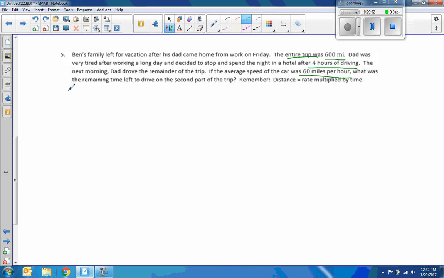Remember, distance equals rate multiplied by time. So there's my equation, d equals rt. Okay. What are we trying to find out? What was the remaining, so I'm going to underline that in a different color. What was the remaining time left to drive the second part of the trip? And that's going to be our variable. So what was the remaining time left driving?